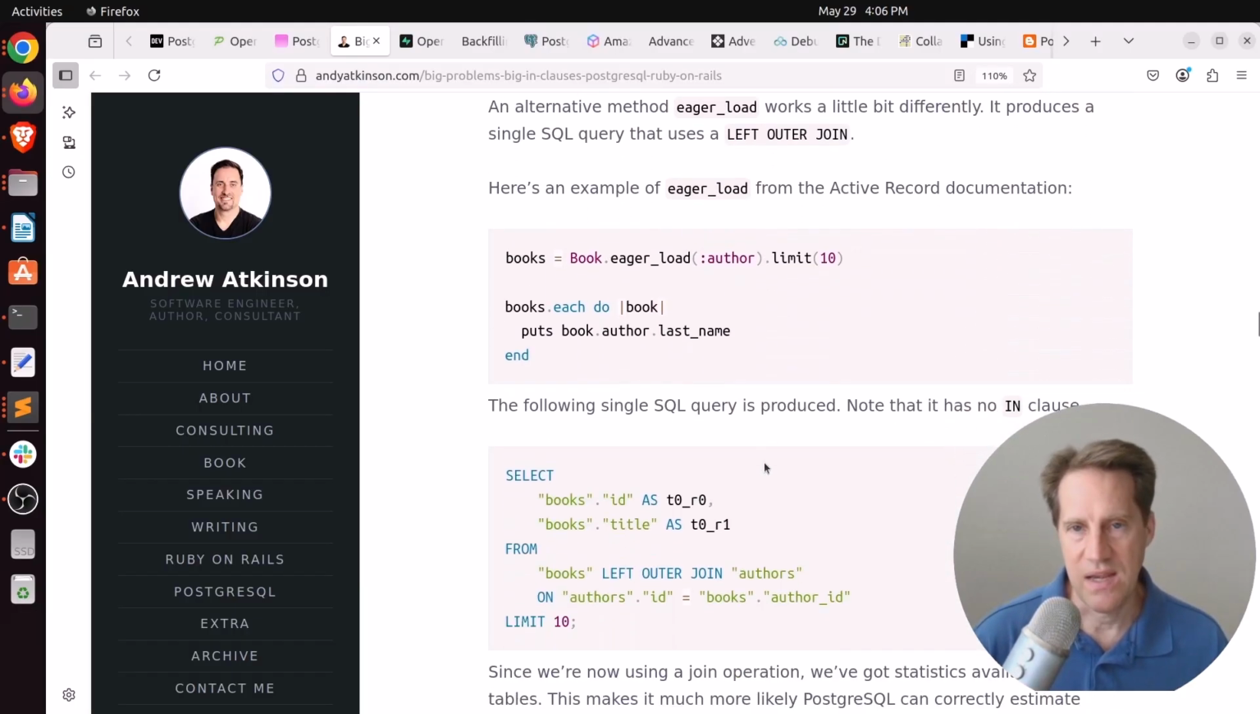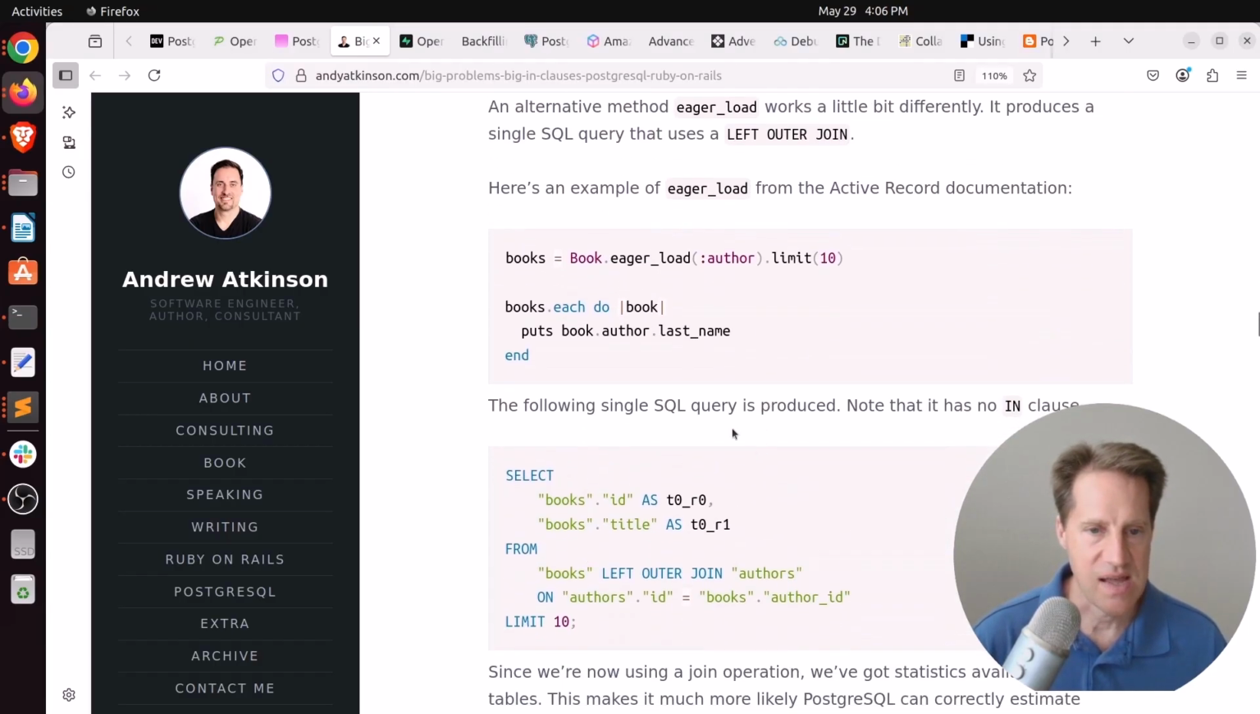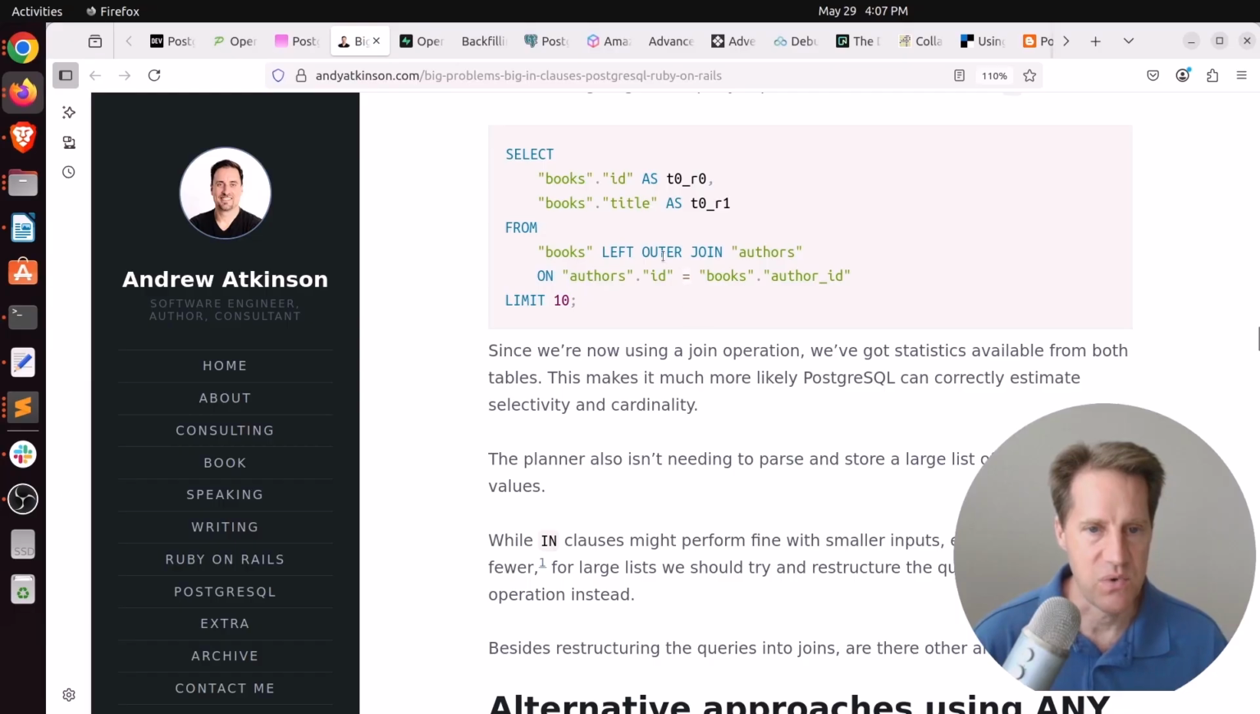So if you are hitting a performance bottleneck with this, you'll want to probably convert that to a join. Now you can use the join syntax, or you can use the eager load syntax in Ruby on Rails, but I'm sure there are ways to do that in other ORMs as well. So you can see here it just converts it to a join.